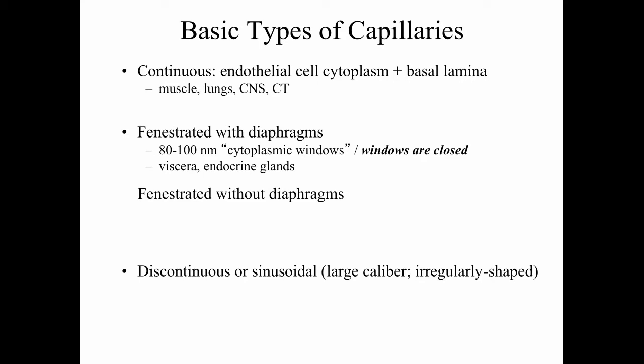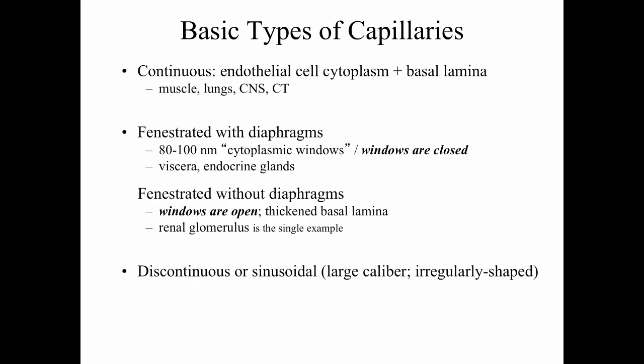Fenestrated capillaries may have diaphragms. The fenestrae are like cytoplasmic windows. They may be 80 to 100 nanometers wide. Because there are diaphragms, the windows are closed, if you want, and you find fenestrated capillaries in the viscera and in endocrine glands. There are fenestrated capillaries without diaphragms. Here, the windows are open. There is a thickened basal lamina. The only example I know of fenestrated capillaries without diaphragms would be the renal glomerulus, and we'll talk about the renal glomerulus in much more detail in later podcasts when we talk about the kidney.